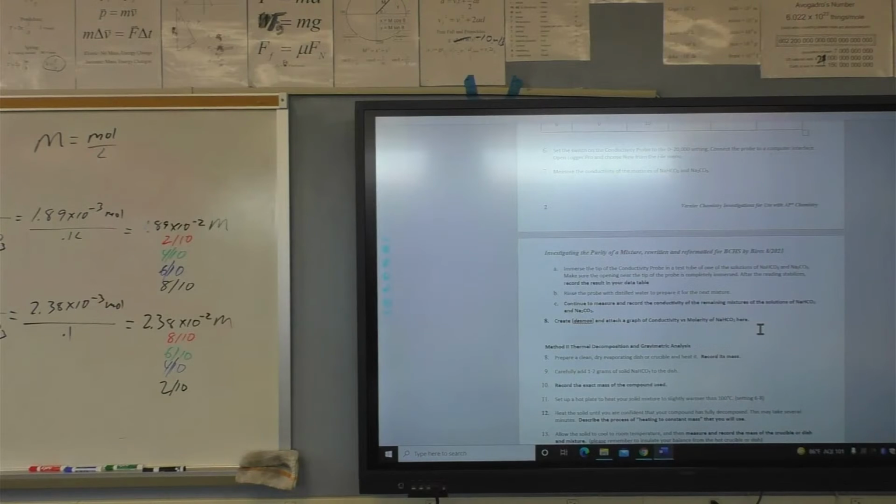Are you done? Yeah, with the polarity part. Measure out 0.2 grams of this and make a solution. Yes, 0.2.